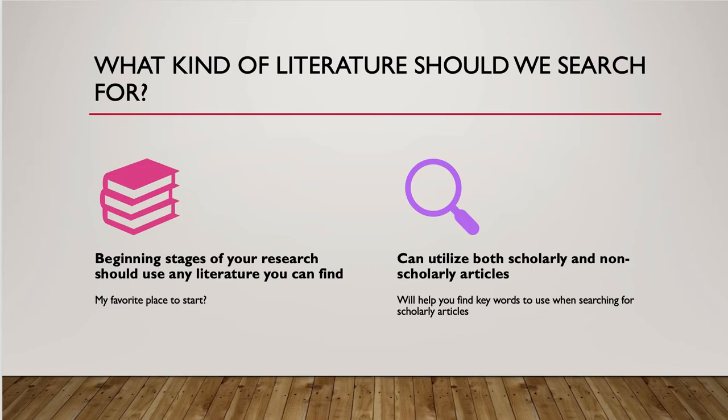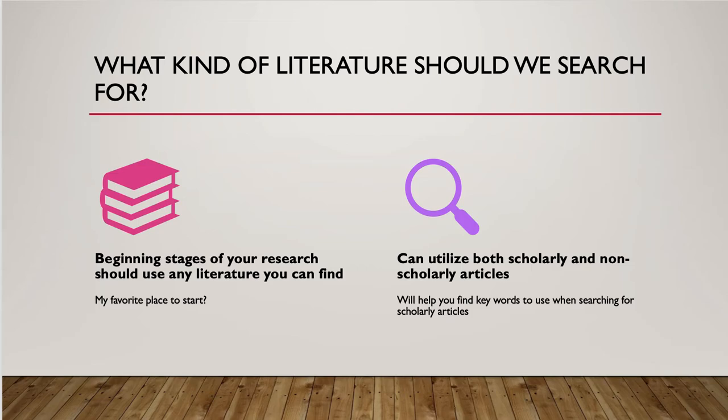In the beginning stages of your research, you should use any literature you find. My favorite place to start is Wikipedia. Now, that does not mean you should cite Wikipedia. I don't want to see any citations for Wikipedia. But if you go to Wikipedia, you'll be able to find information out there on anything related to your topic. It's often vetted, so oftentimes it is something you can use just for learning purposes to find key terms possibly for research down the line.